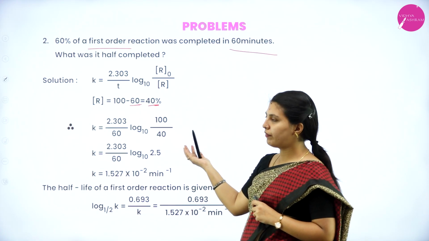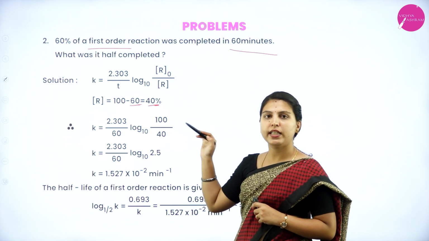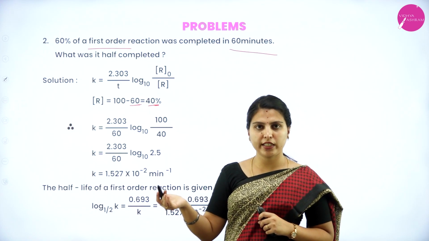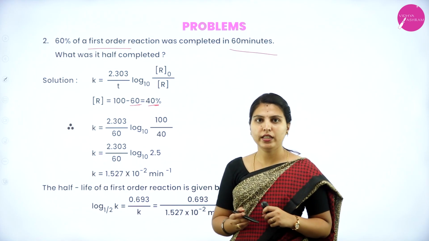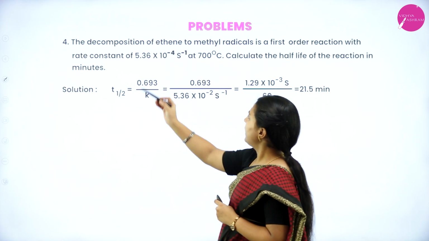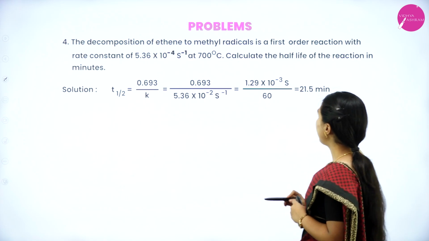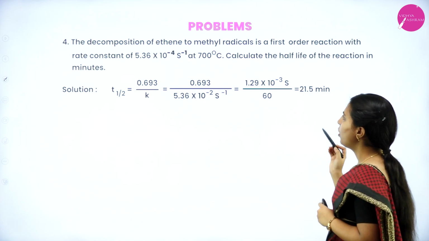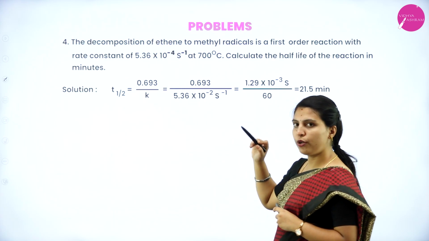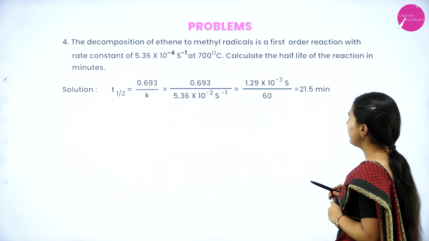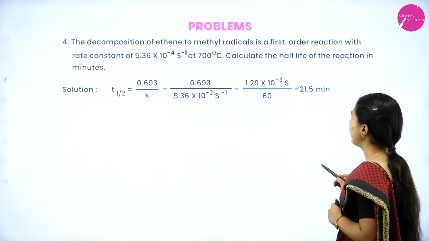This is how the half life of a first order reaction you have to find out. If they have not given K, you have to first use the integrated rate equation of first order reaction, find out the K, and later implement it for the half life of a reaction. Next, the decomposition of ethane to methyl radicals is a first order reaction with a rate constant of 5.36 into 10 to the power of minus 4 per second at 700 degrees Celsius. Calculate the half-life of the reaction.